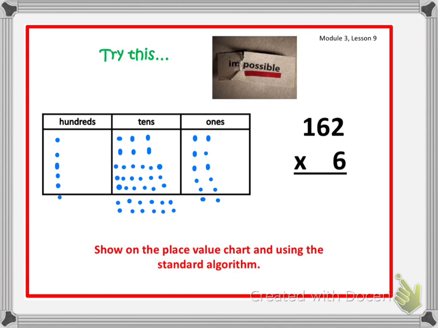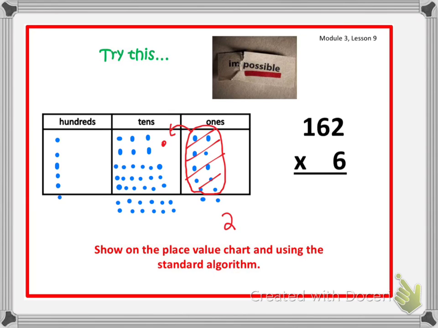All right. So now we need to group up those tens. Okay, so let's see if we can get 10 ones. We have 1, 2, 3, 4, 5, 6, 7, 8, 9, 10. So we can group this 10 ones and cash it in for 1 ten. So now we are left with 2 ones.